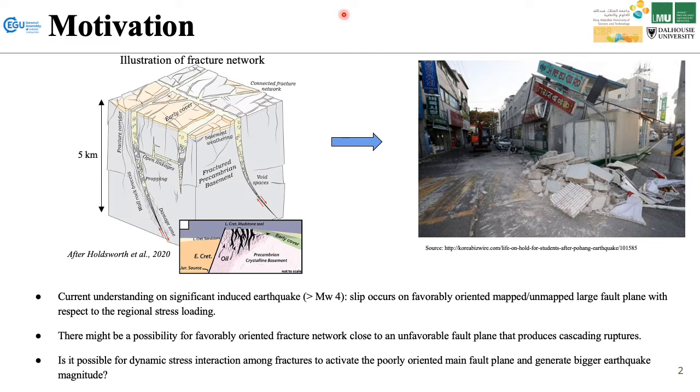Fluid injection into a fracture network close to an unmapped or mapped fault plane, as shown by this left panel figure, has been widely known as a source of significant induced events. And if the injection activity is close to a populated city, it is prone to high seismic hazard.